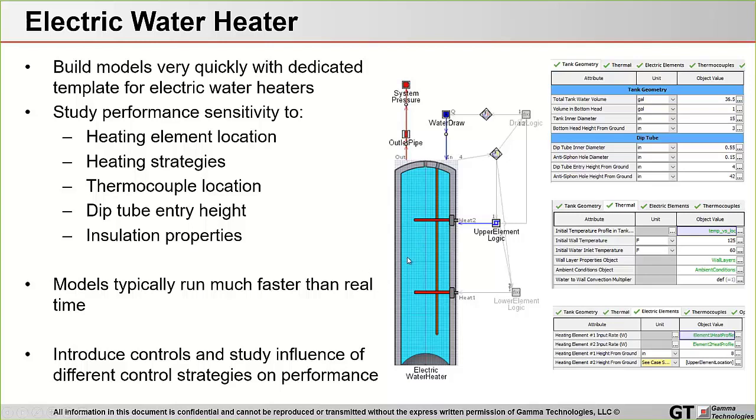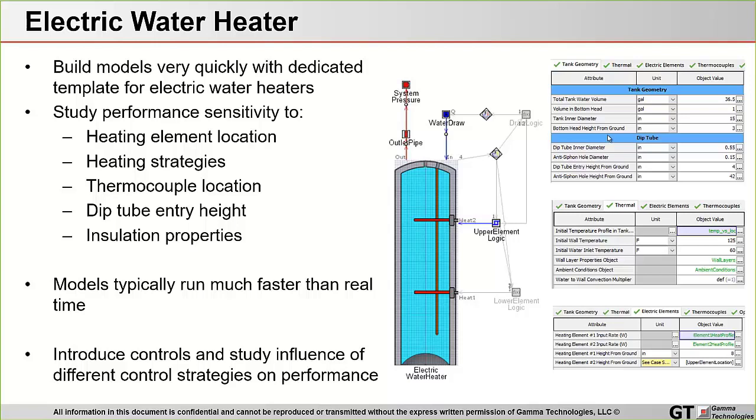And this allows users to quickly build models from basic dimensions that you would get from a spec sheet, such as what's the total volume in the tank, what's the diameter of the tank, where is the dip tube located, is there an anti-siphon hole, is there one heating element, is there two heating elements, and then things like initial thermal properties as well, such as what the temperature distribution looks like initially in the tank, and so on.